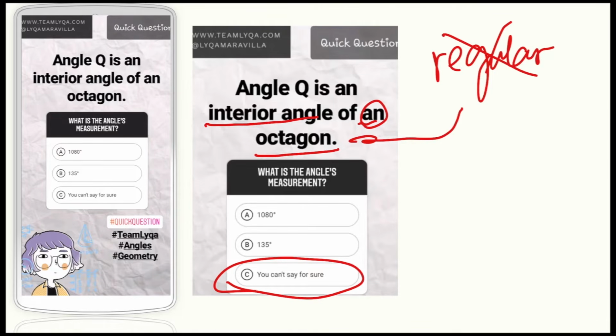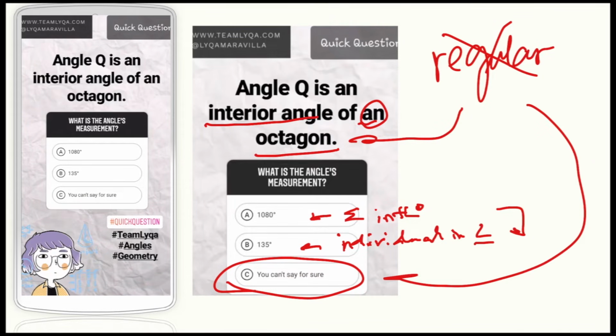Yung mga sumagot ng 1080, ang ginawa nila dyan, hinanap nila yung sum of the interior angles. Okay? In degrees. And yung 135 naman ang sagot, ang ginawa nila is basically, hinanap nila yung individual na interior angle. Okay? Kaya lang, sabi nga natin, di ba, dahil hindi siya regular, hindi siya pwedeng maging ganito. So, the answer actually is, you can't say for sure.